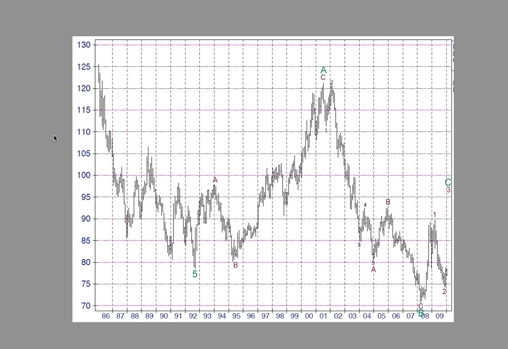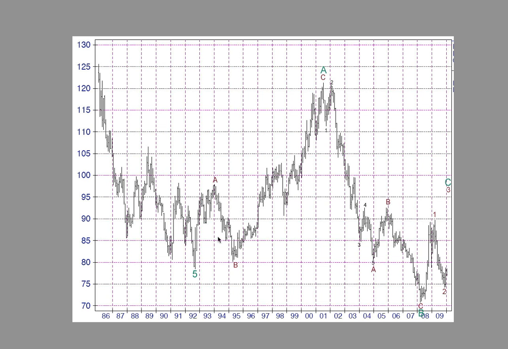Starting today's analysis, I'm going to go right back to 1985, reminding ourselves of the bigger picture. We had a 5-wave down impulse, and this is where wave 5 ends down here. Thereafter, we have 3 waves up for A, 3 waves down for B, which denotes 5 waves up just beginning now for wave C.